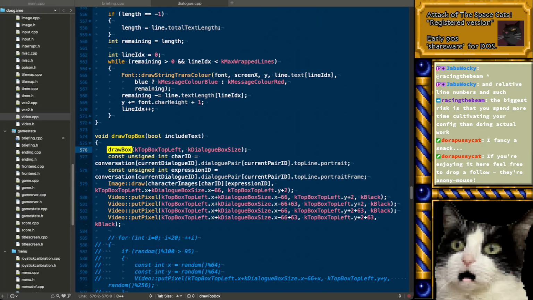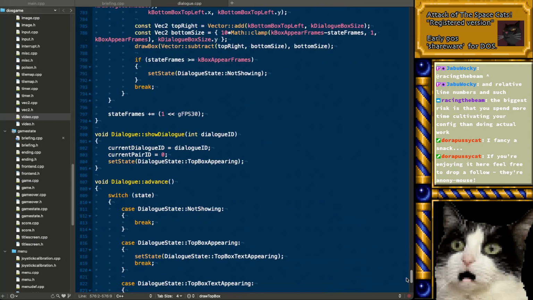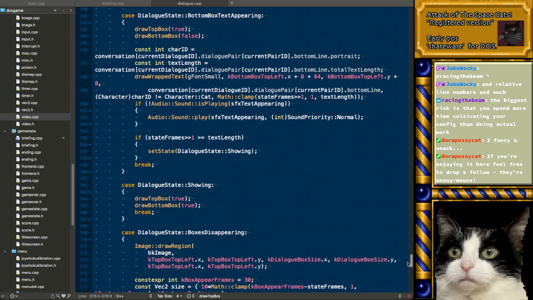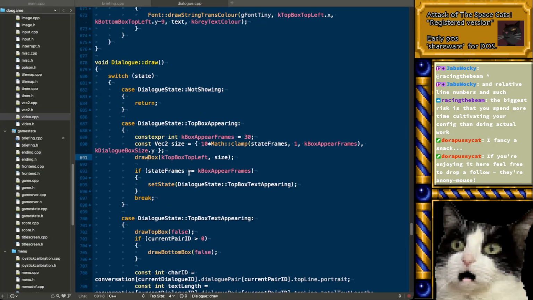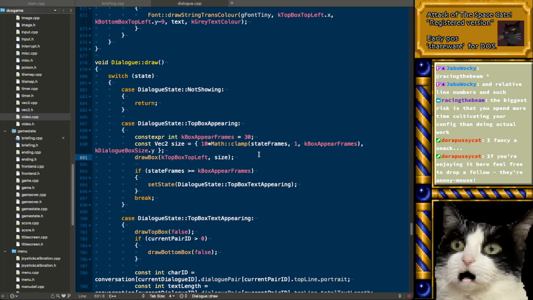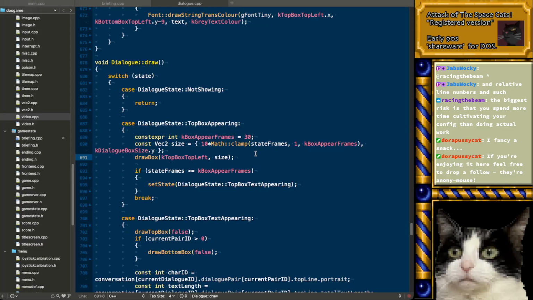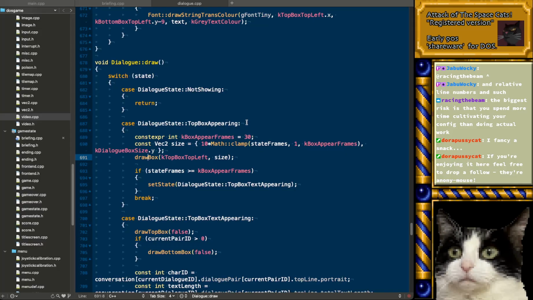So go down here and find where we're drawing it again. Actually, we're calling draw top box, aren't we? Right. Yes, top box appearing. No, we're not actually calling draw top box. Oh, I see, because it's right. We only call this when we're animating. I get it. Okay, so we are potentially going to need new states here, then, aren't we? Or we just put a check in. Yeah, okay.